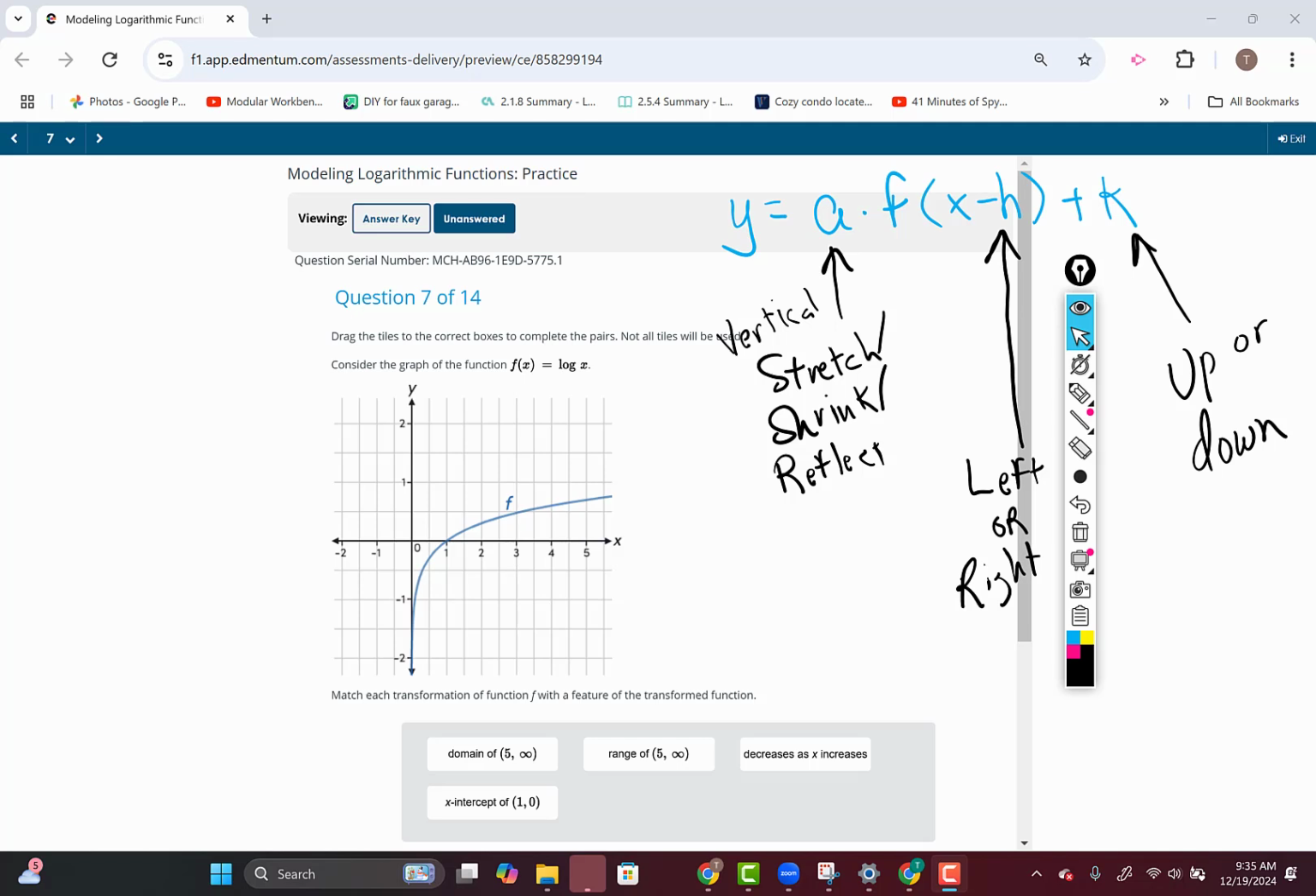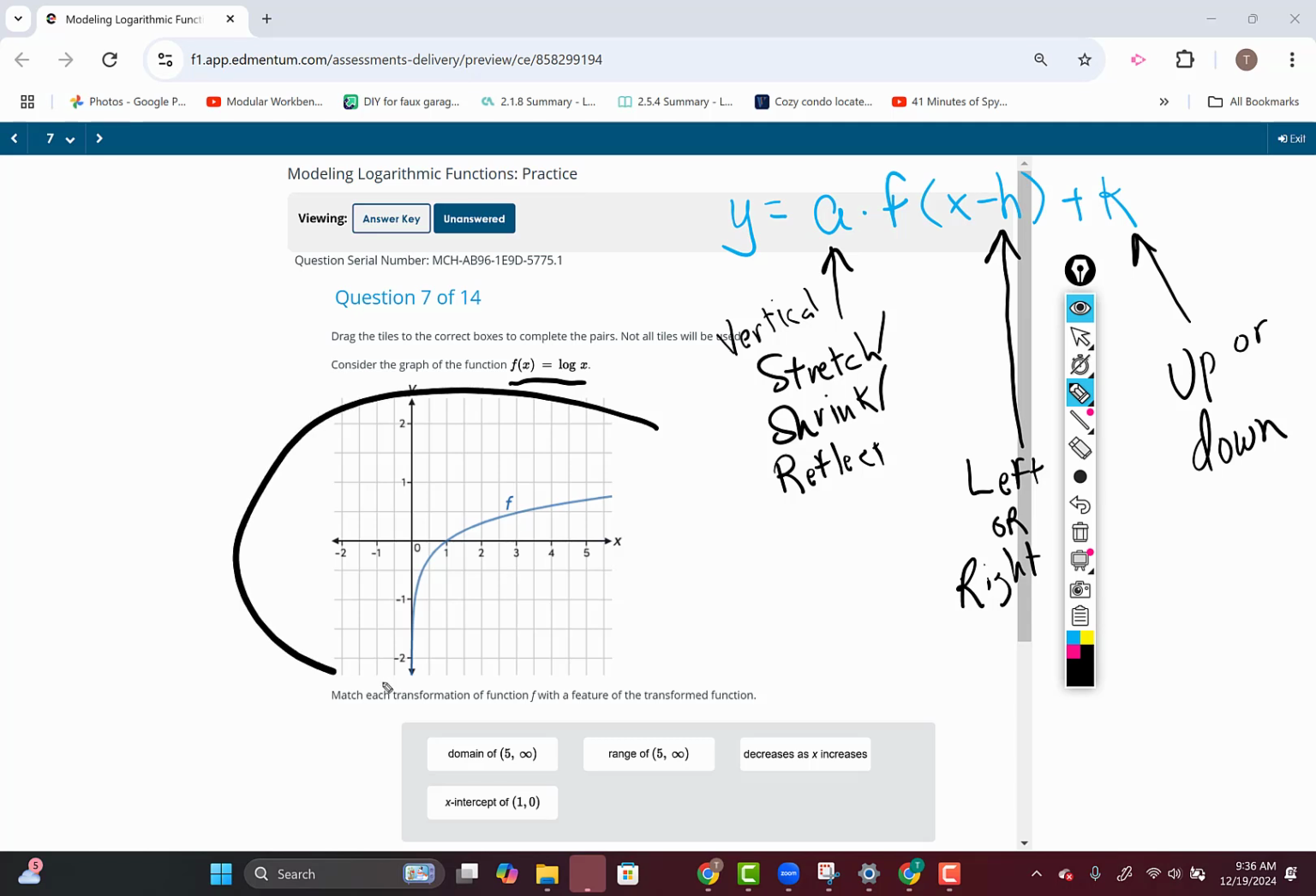All right, question 7. Drag the tiles to the correct boxes to complete the pairs. Not all tiles will be used. Consider the graph of the function f of x equals log x. Remember, that has an assumed base of 10. They've not written it in there. So that's log base 10 of x.